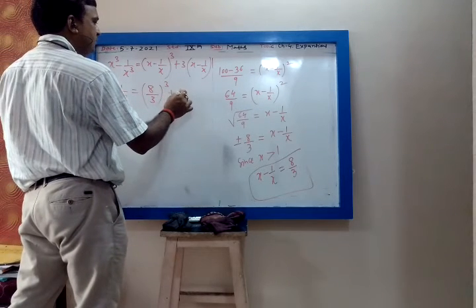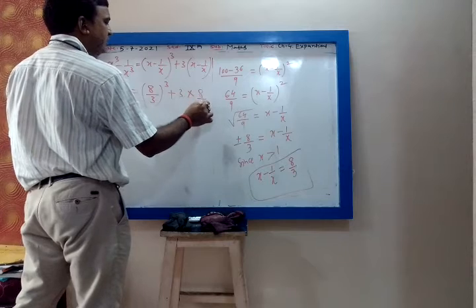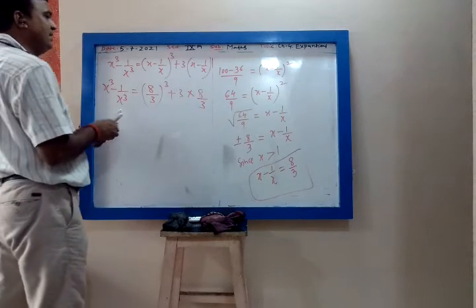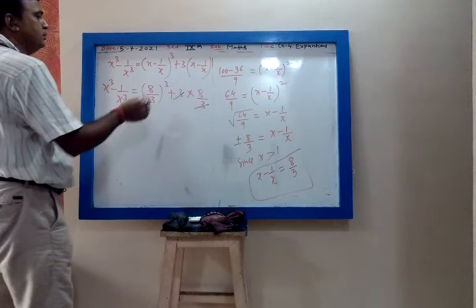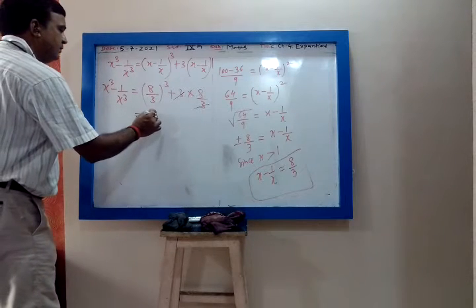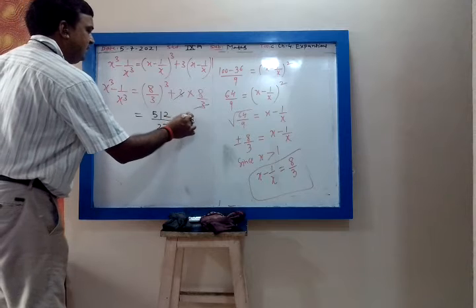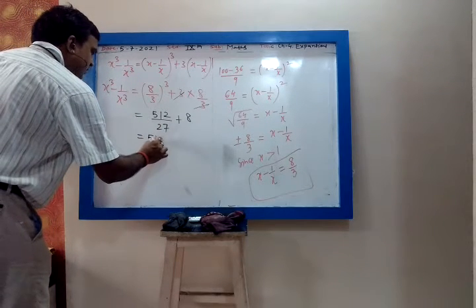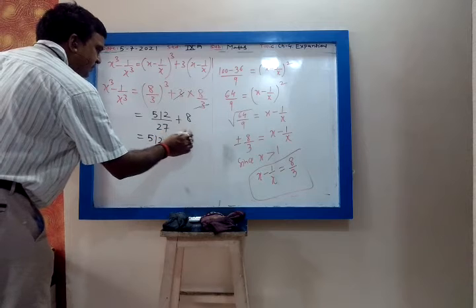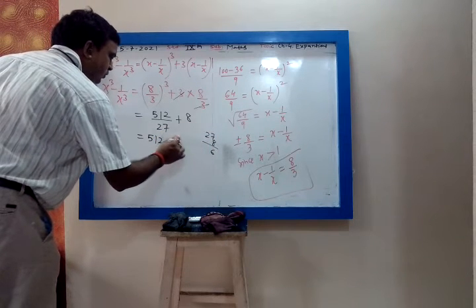plus 3 into 8 by 3. Now the 3s get cancelled. So that is 8 cube, 512 upon 27, plus 8. Cross multiply. So that is 512 plus 27 into 8. 27 into 8 is 216.